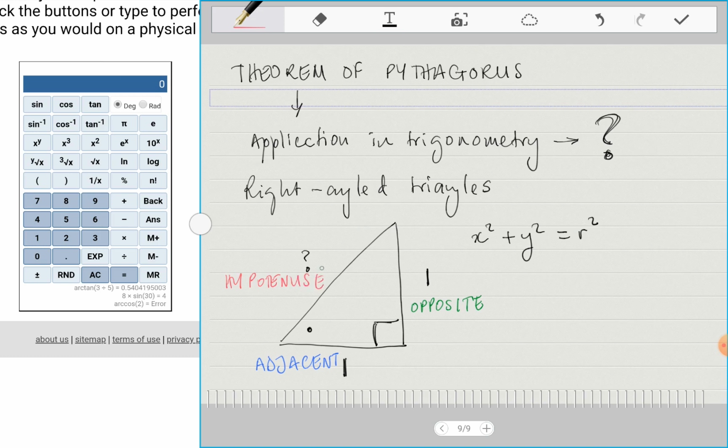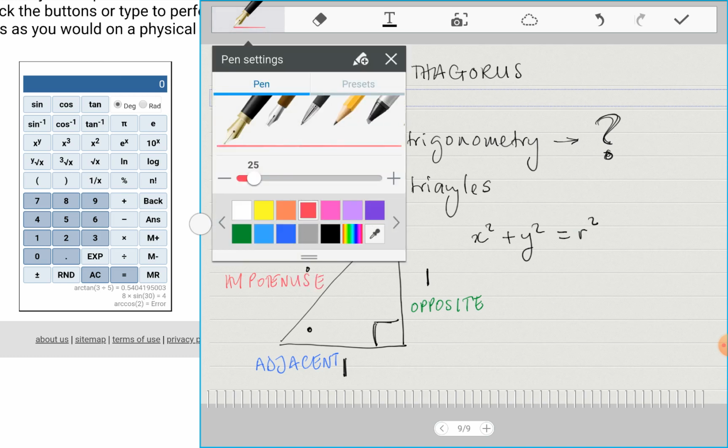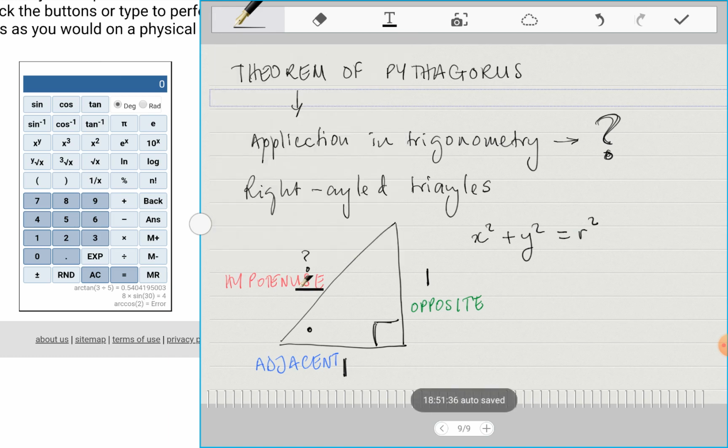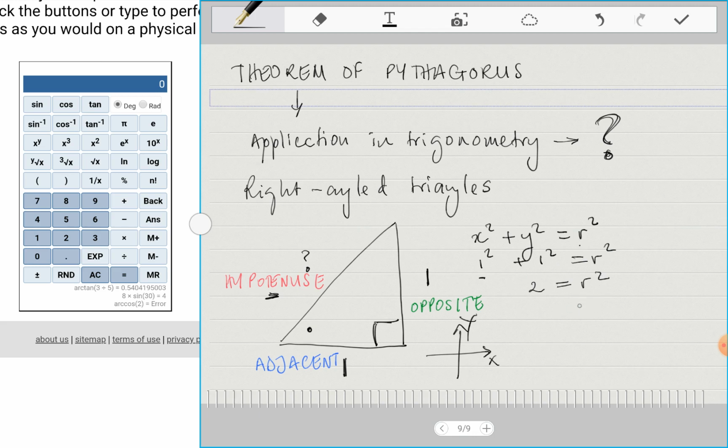If you take these values right here and work them out, you can find what the hypotenuse should be in terms of the side lengths. So in terms of our Cartesian plane, we refer to these as x and y. The adjacent would be x, the hypotenuse would be r, and the opposite would be y. So 1 squared plus 1 squared is equal to r squared. If we add that up, we get 1 plus 1, which is 2, equals r squared. And if we square root both sides, we see that r becomes root 2.